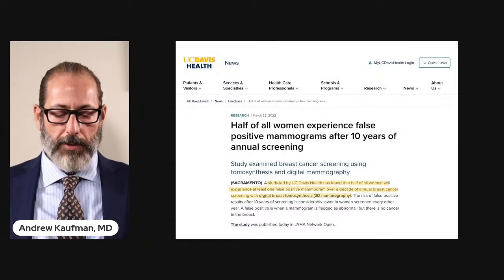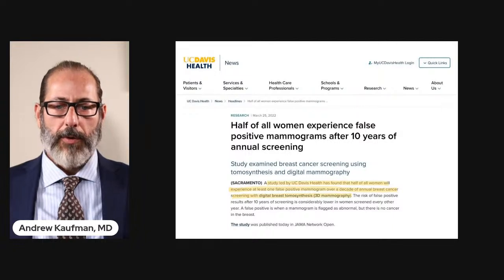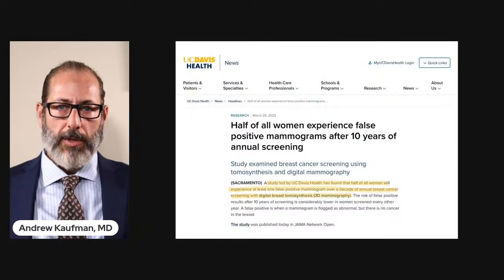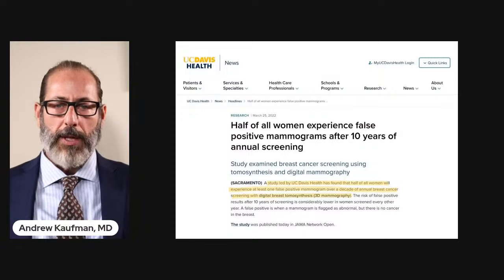A study led by UC Davis Health has found that half of all women will experience at least one false positive mammogram over a decade of annual breast cancer screening with 3D mammography. So in other words, if you follow the doctor's advice and once you hit the age that they recommend screening, you go every year, you will in 10 years be 50% likely to have a false positive.